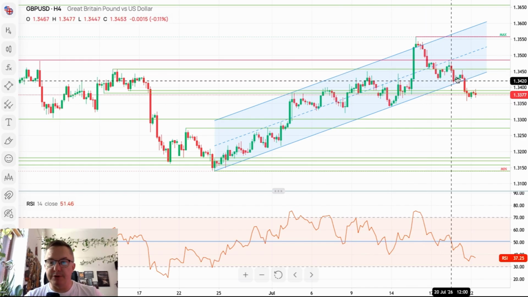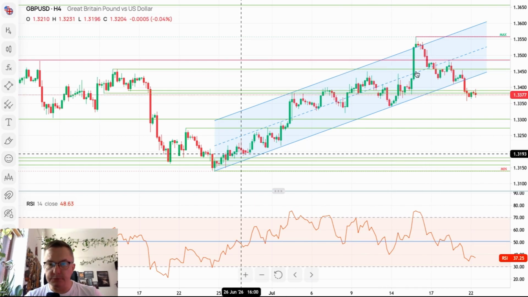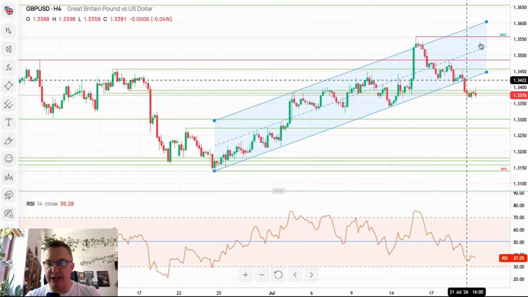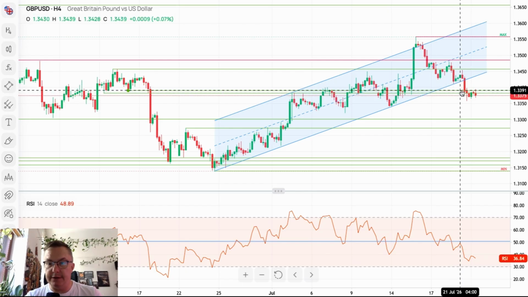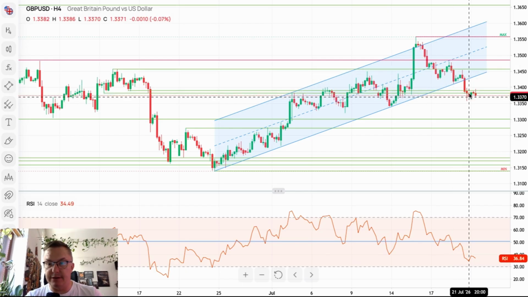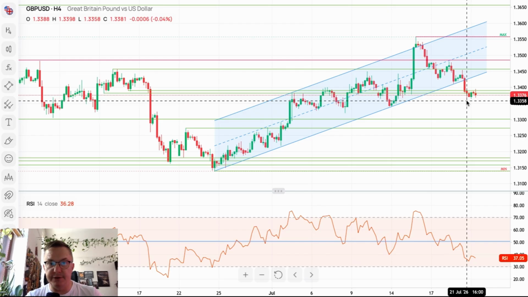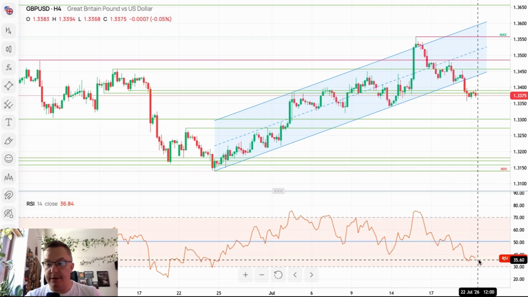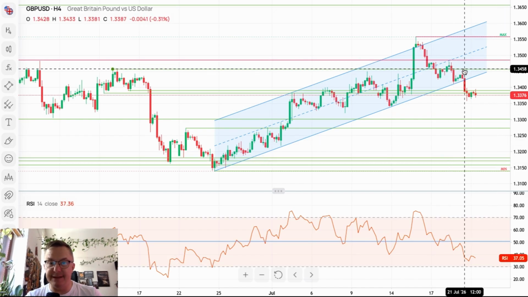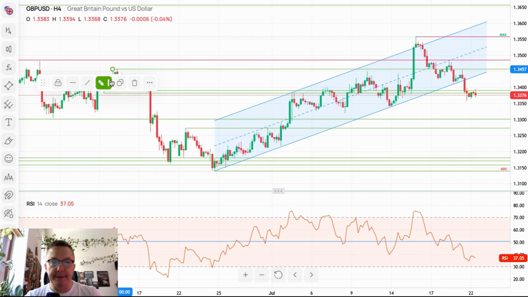British pound broke out of the channel. This ascending channel has been violated at the level of 1.3408. Even the technical support was violated as well. A local low 1.3358 with this very negative momentum, 37 points. So definitely the market is under bearish pressure.